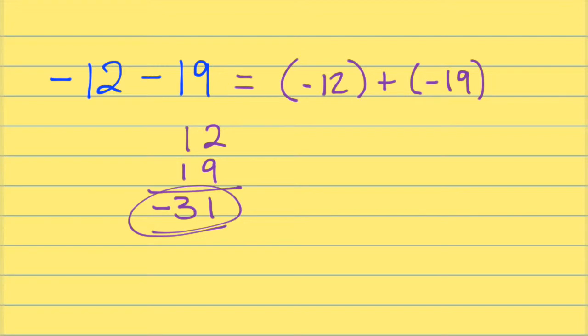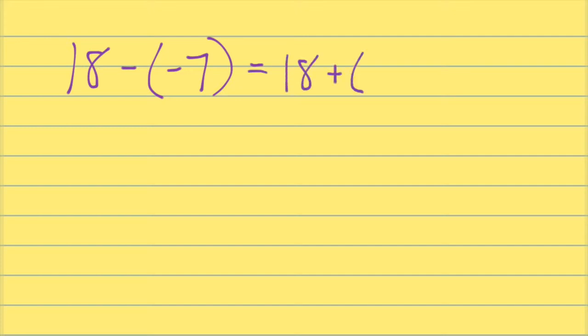The other place this is helpful is when I have something like 18 minus negative 7. Since subtraction means adding the opposite, that means I'm taking 18 and adding the opposite of negative 7, which is positive 7. And that's simply 25. If I looked at that as a subtraction problem, I might have a difficulty with it, but when I rewrite it as addition of the opposite, it makes a little more sense.